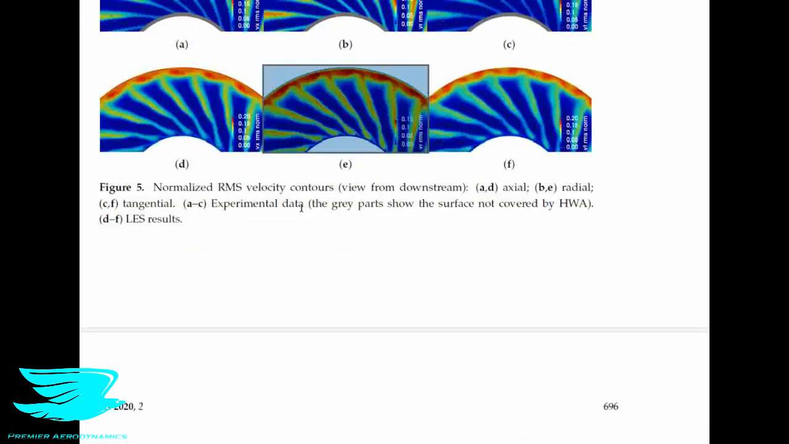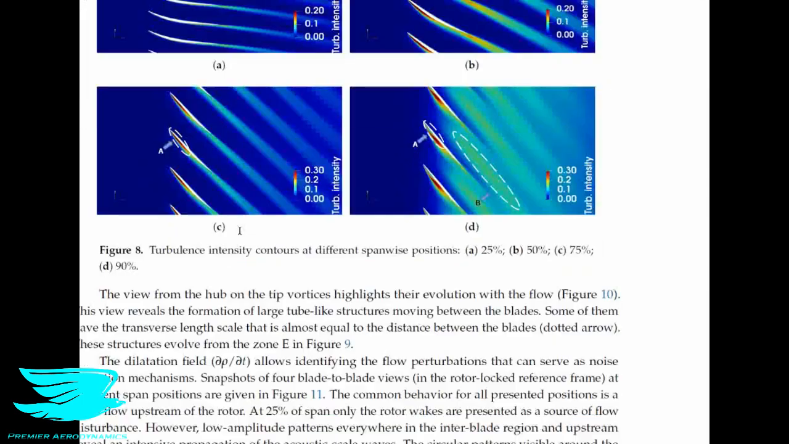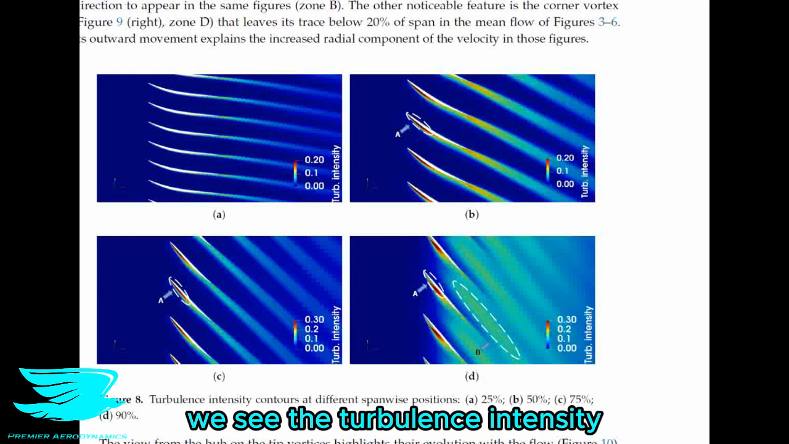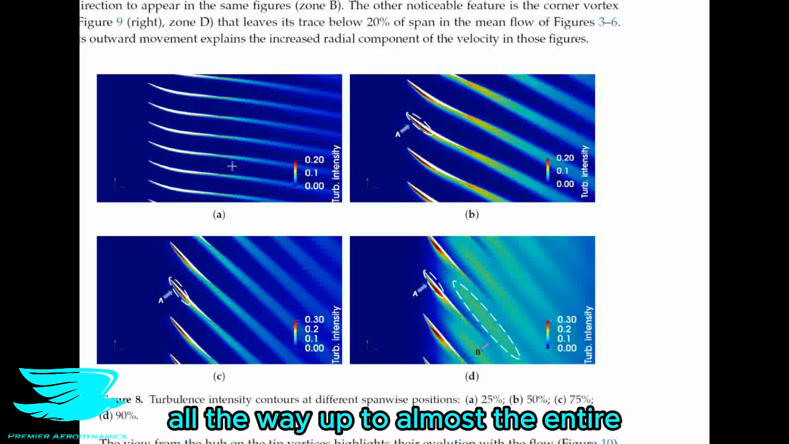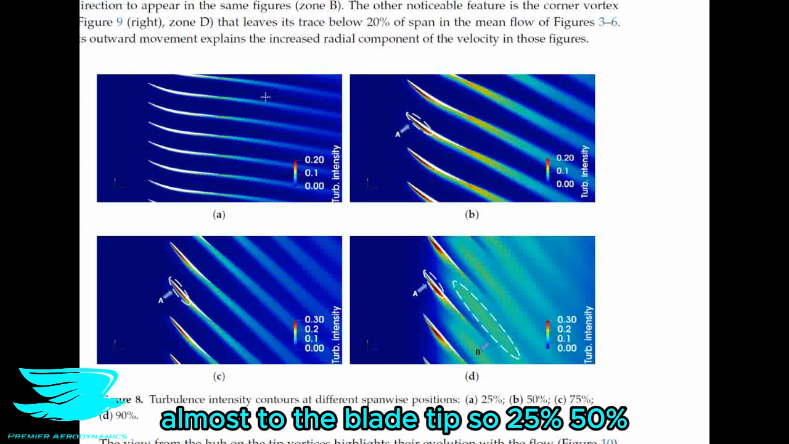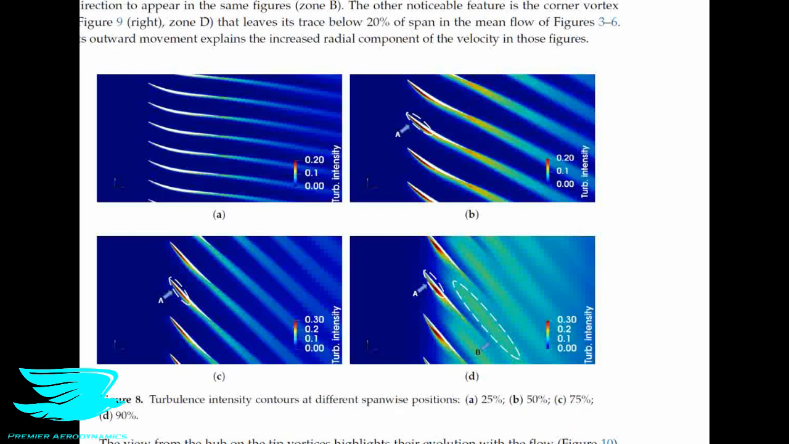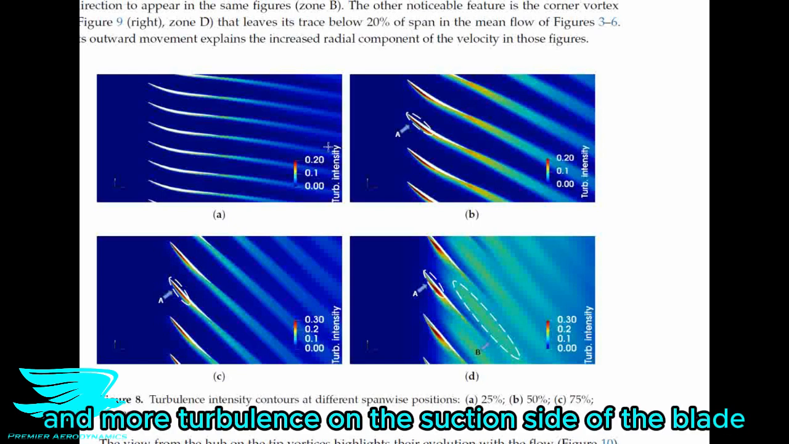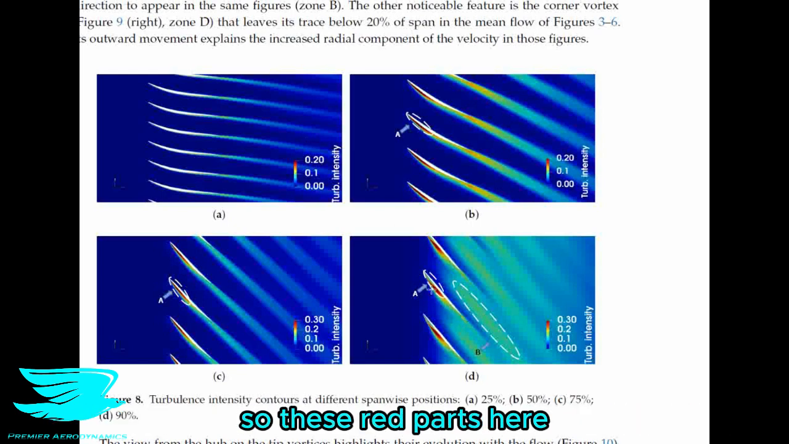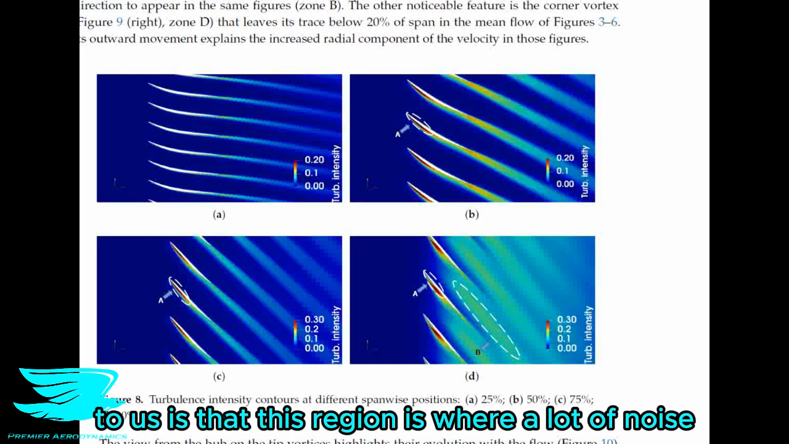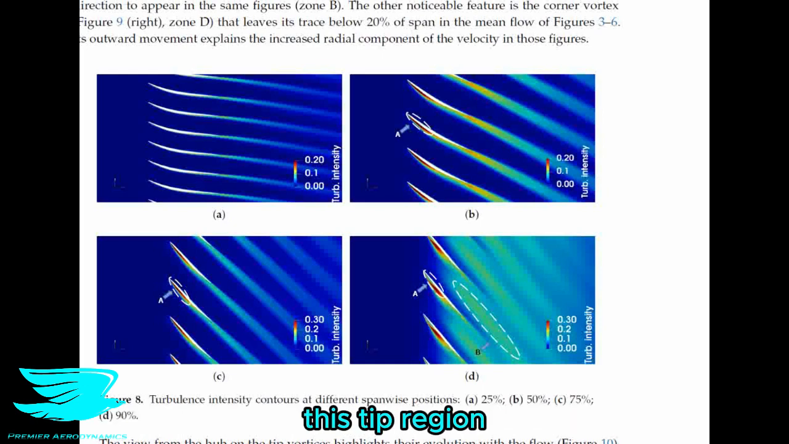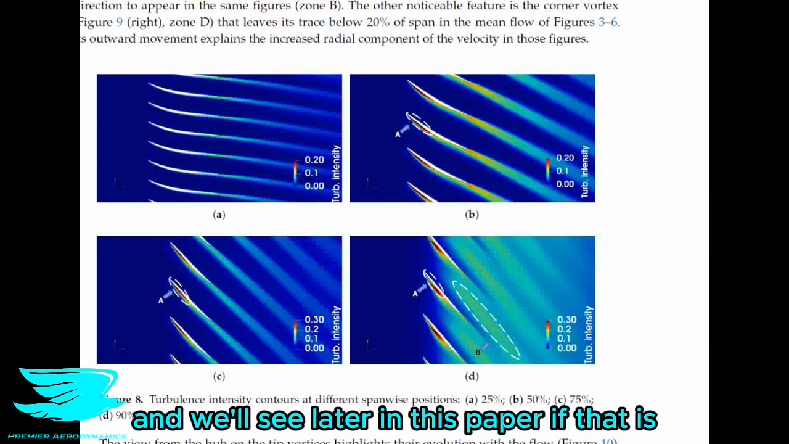So in figure 8, we should scroll down here. Figure 8, here we go. We see the turbulence intensity levels going span-wise along the blade from 25% span, in other words, 25% of the blade root, all the way up to almost the blade tip. So 25%, 50%, 75%, and 90%. As we get closer to the blade tip, we see more and more turbulence on the suction side of the blade, so these red parts here. This is very important because turbulence intensity creates a lot of noise. And what this indicates to us is that this tip region is where a lot of noise is being produced. And we will see later in this paper if that is the case or not.